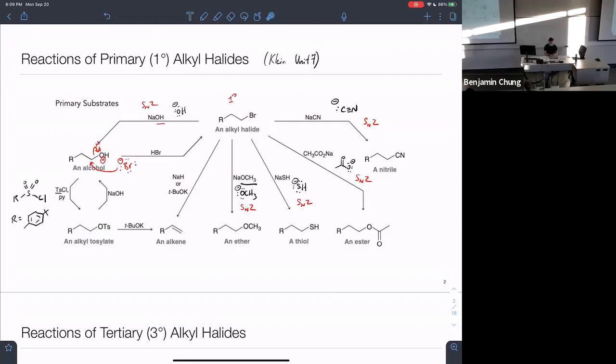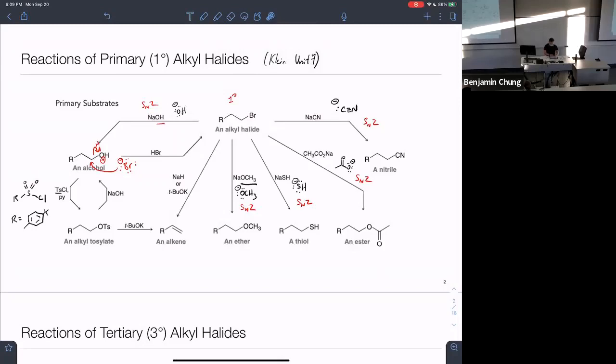So in order to convert an alcohol either back to a bromide or by converting an alcohol to other substrates that can be a product from an SN2 reaction, you have to turn it into a tosylate first.